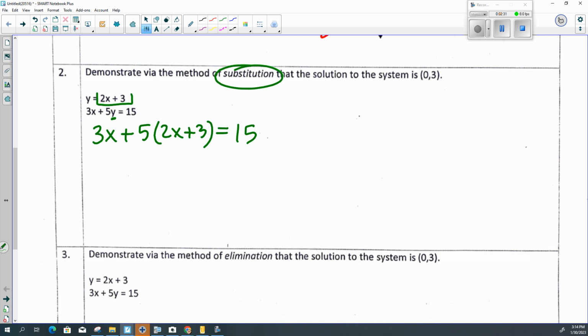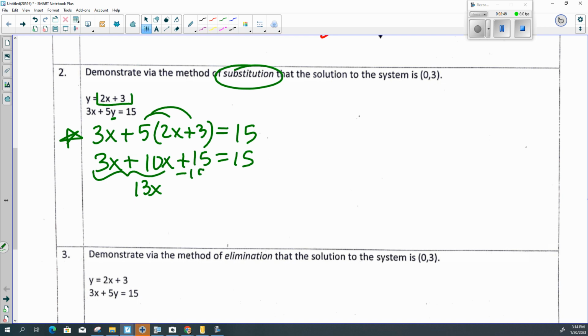Now I can solve. So again, as I'm grading this, because you're supposed to be demonstrating substitution, that will be worth a point. So I'm going to go ahead and solve this. 13x, I'm combining these like terms. I'm going to get that 15 on the other side. 15 minus 15 is 0. And 0 divided by 13 is 0, which is not a surprise.